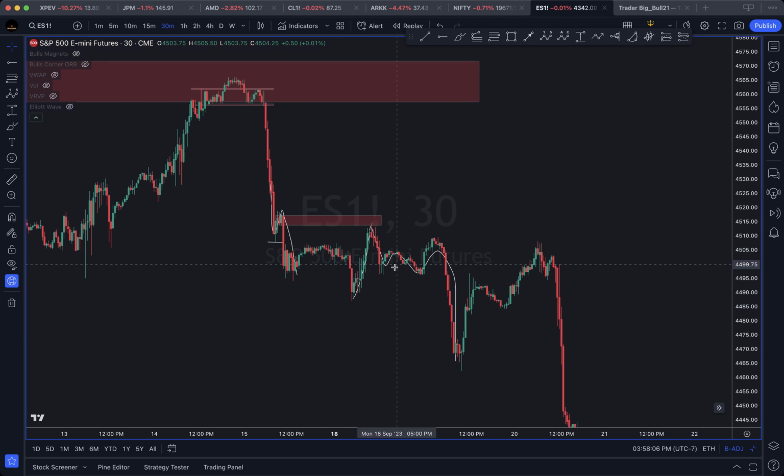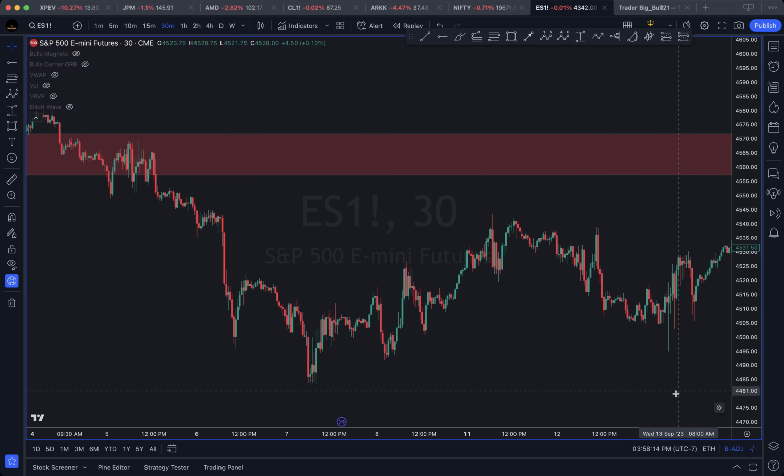and then price did make new lows. And this I already explained to you guys in the 2-hour supply zone, how price made a new low from this zone, went back, and then dumped again.